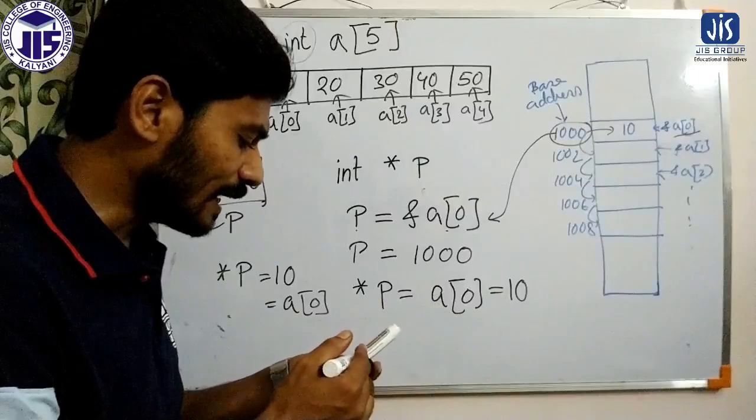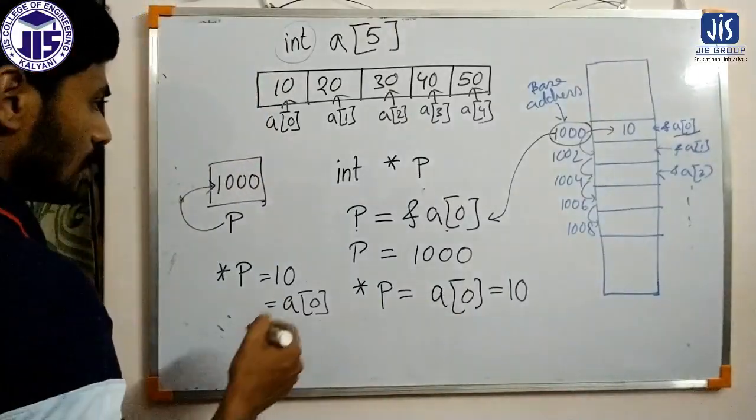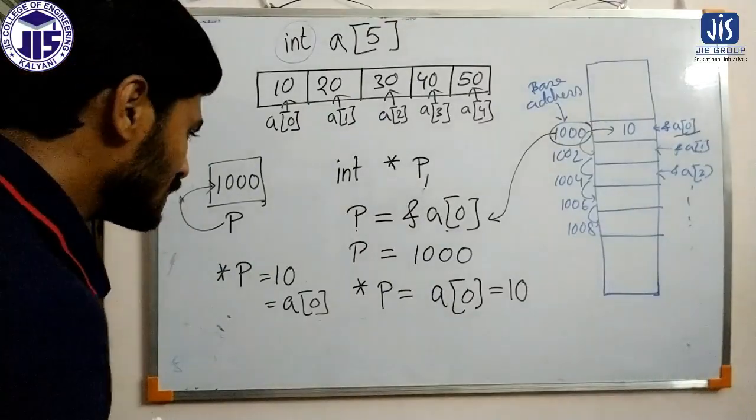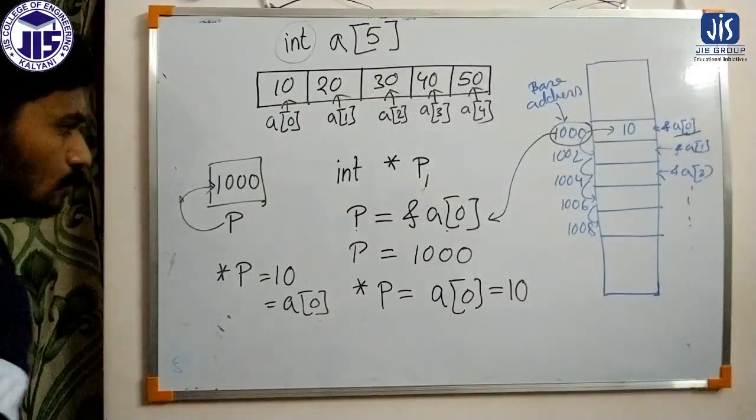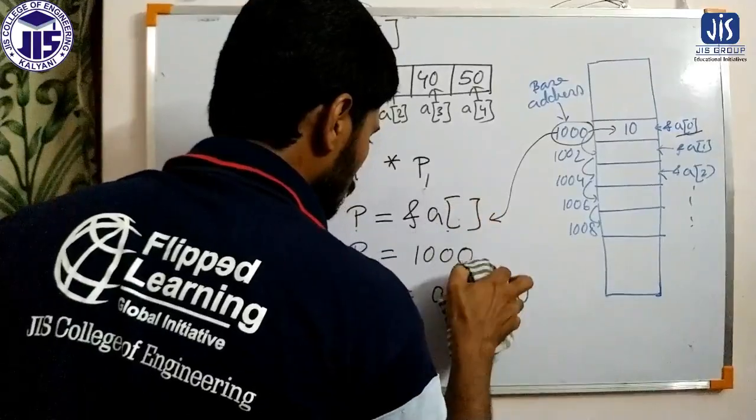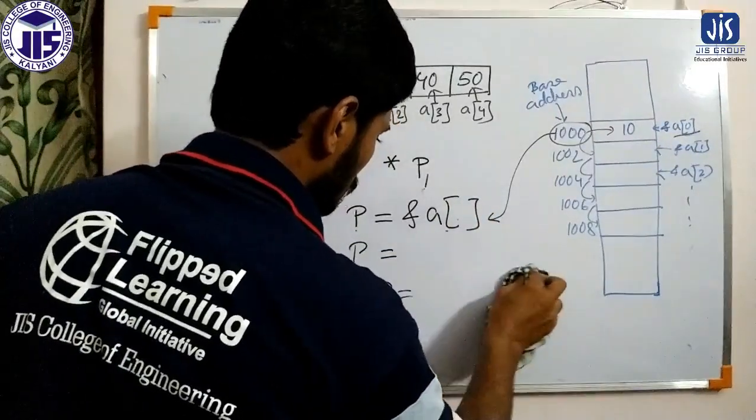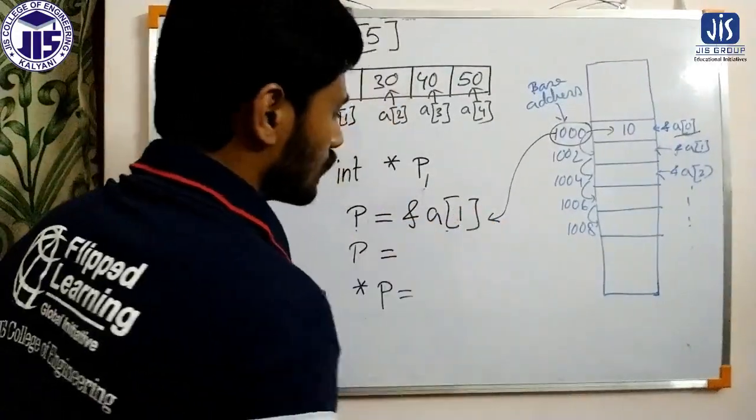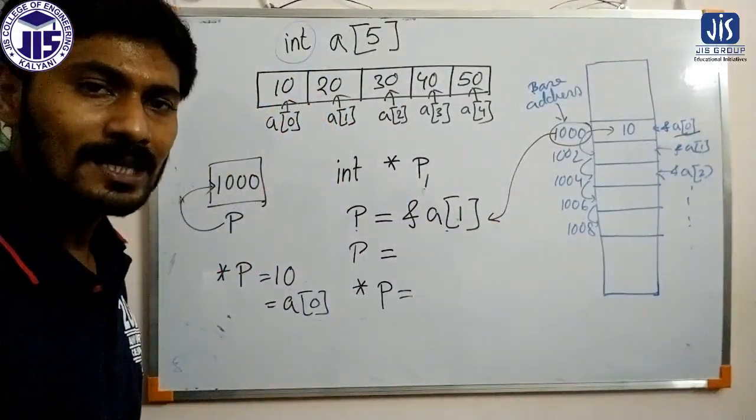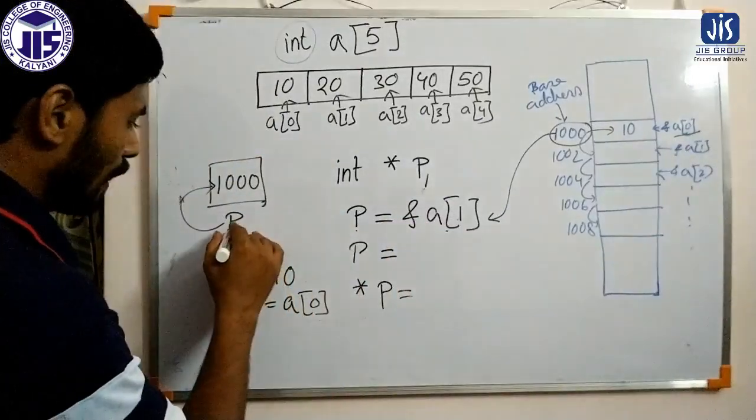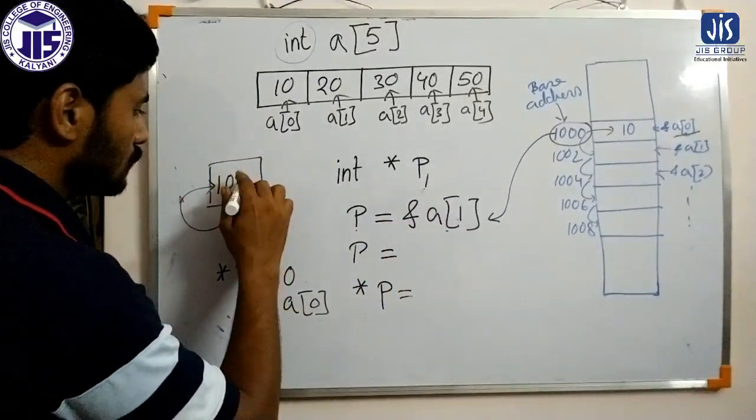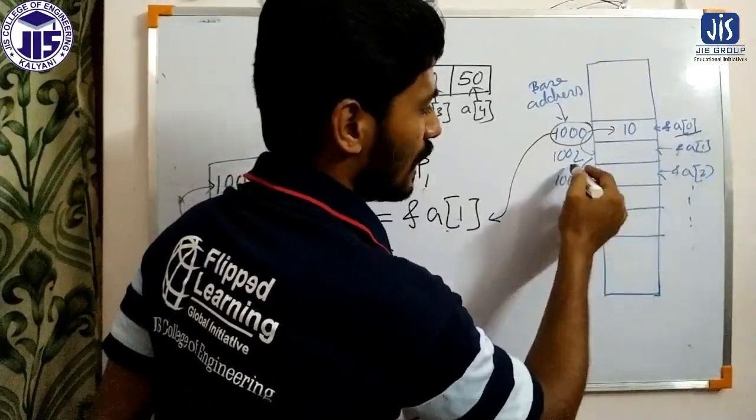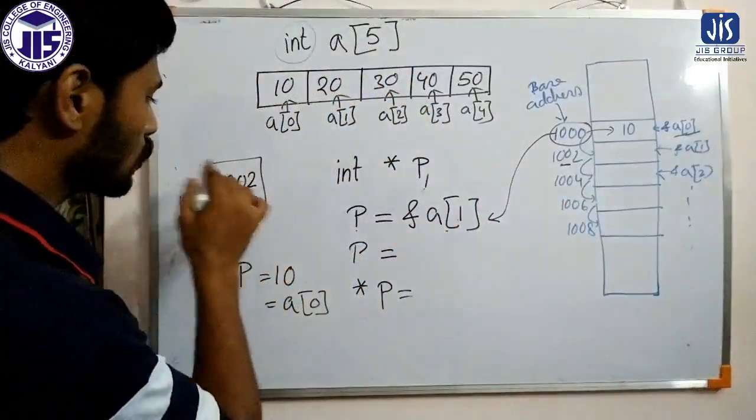Now if I take another pointer, pointer P1. Now I have taken another pointer, P1. And if I say P1 is equal to the address of A1, the value of P1 will be 1002, because the address of the first element of the array is 1002. So in P1 we store that.